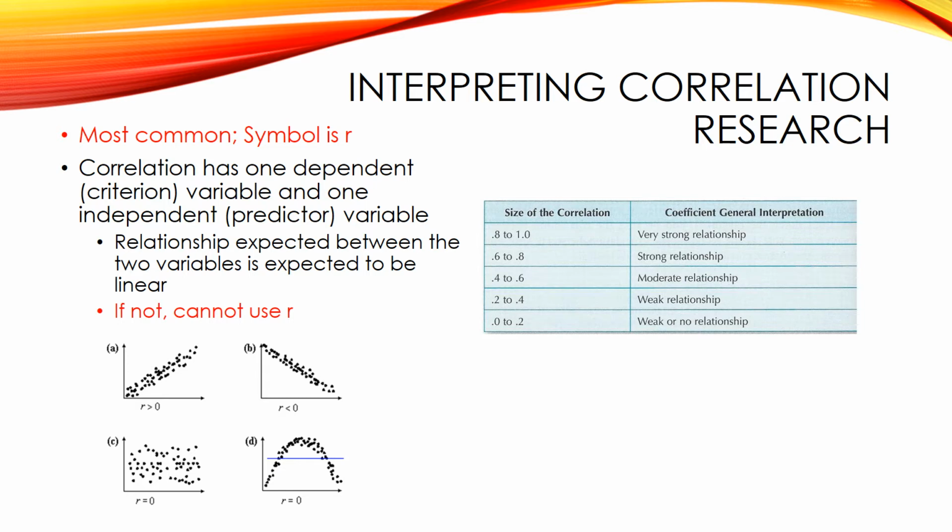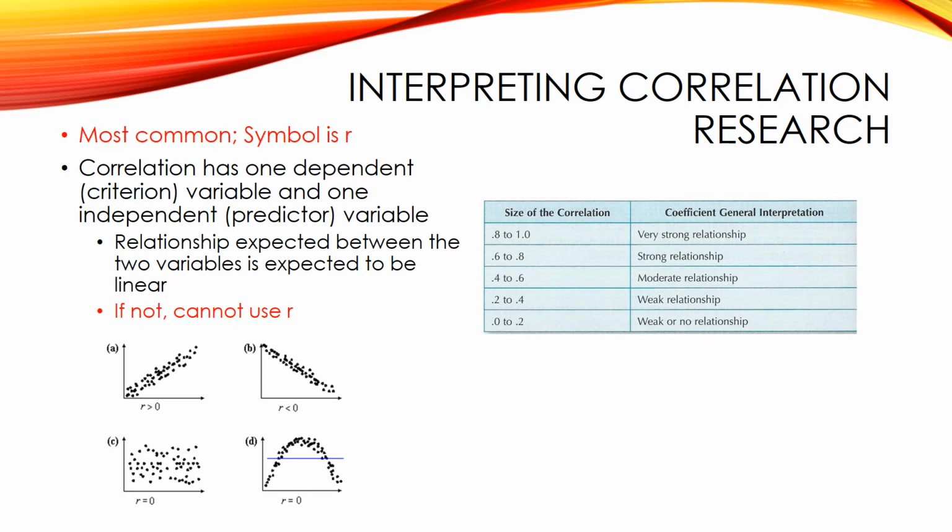So you will see a linear correlation in A and B, while C and D are nonlinear. The two, A and B, positive on the left for A and the negative correlation for B, are linear correlations. If we didn't have a linear relationship, you wouldn't use a linear correlation r value.